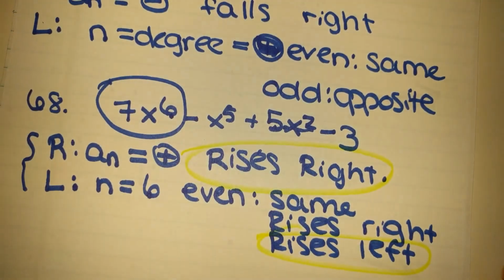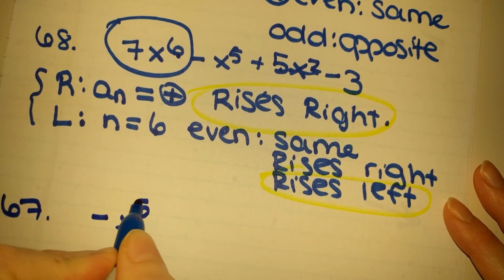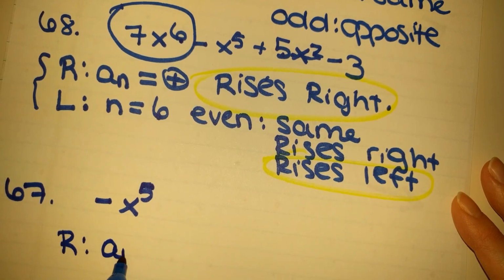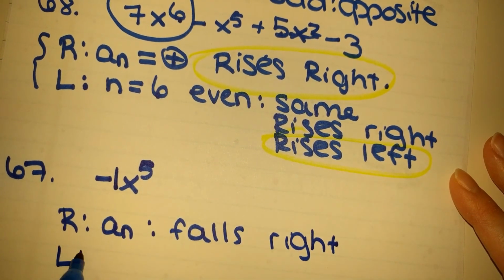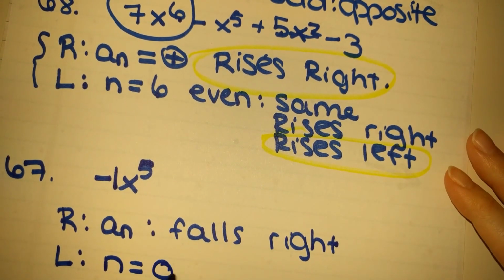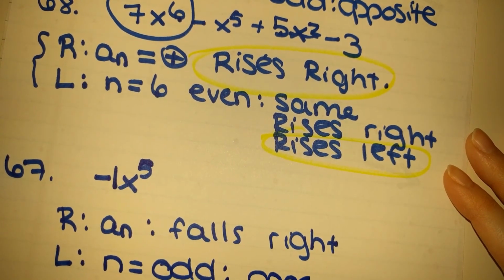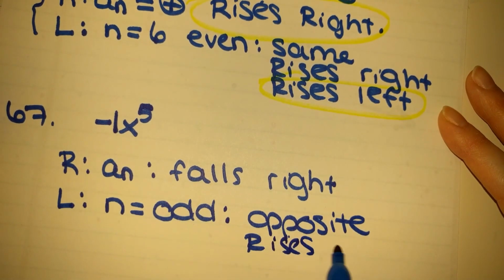So if you were to work through question number 67, you would also verify this. The leading term is negative x to the 5th. So that tells us that on the right-hand side, it is going to fall because AN is negative 1. So it falls right, as we just said from the graph. And on the left-hand side, your N is odd, and so it's going to be the opposite behavior. And so that means that it's going to be rising on the left-hand side.